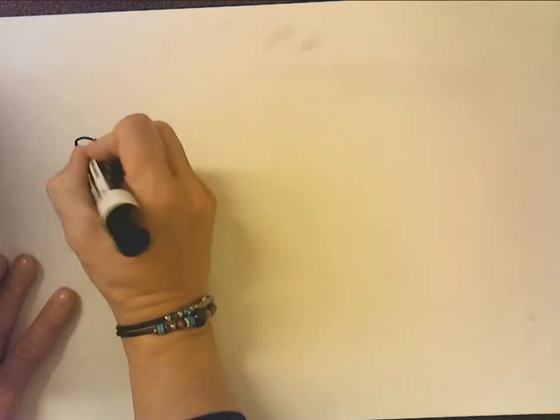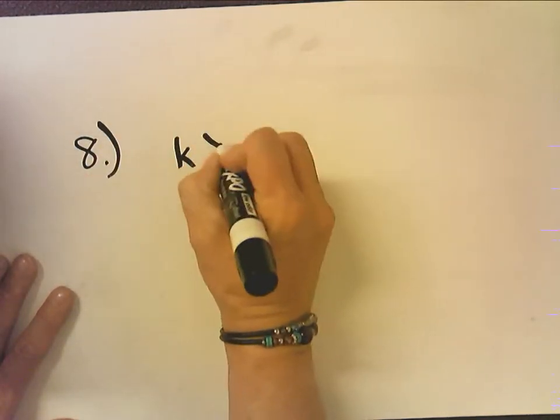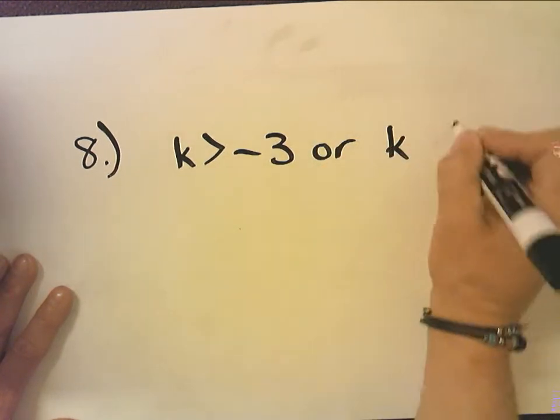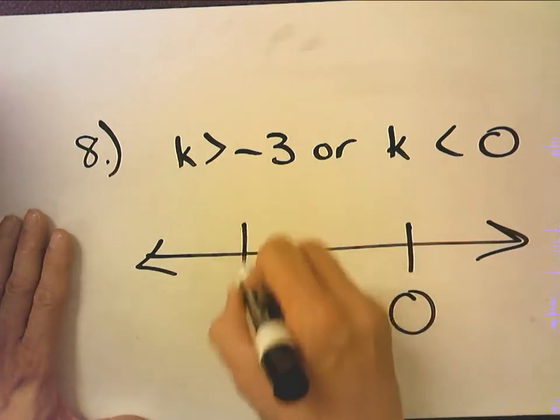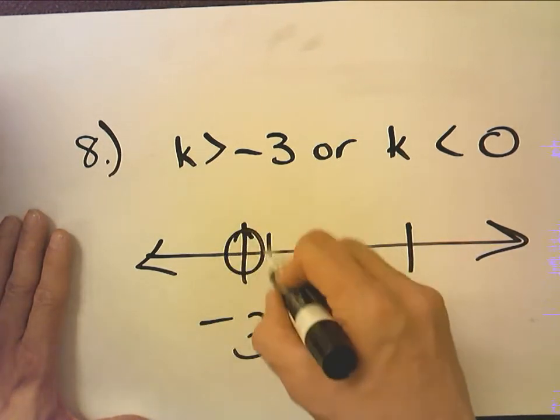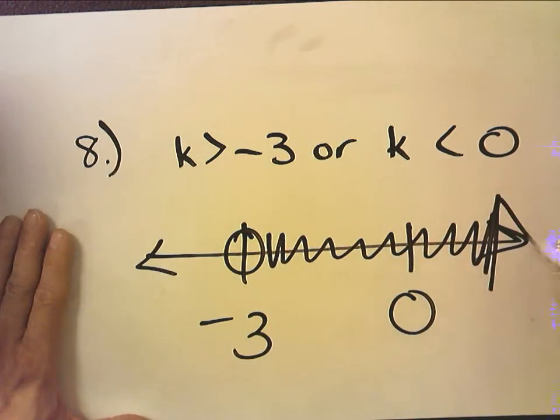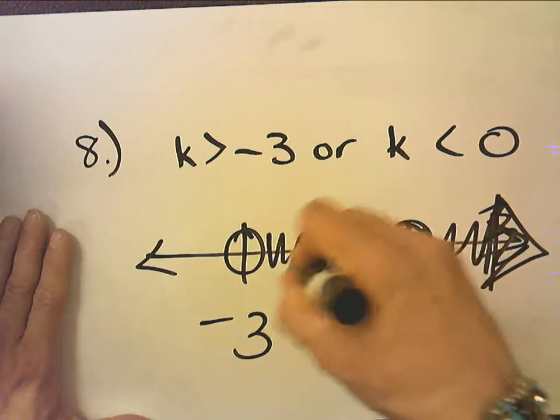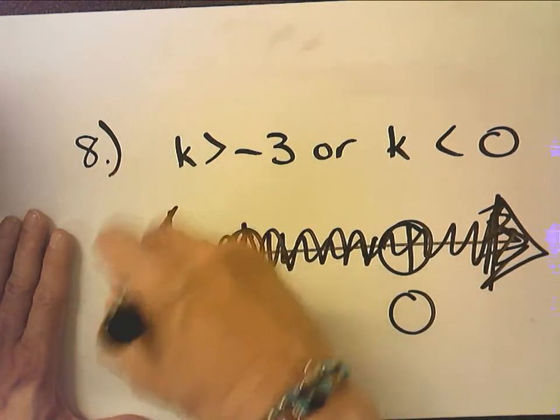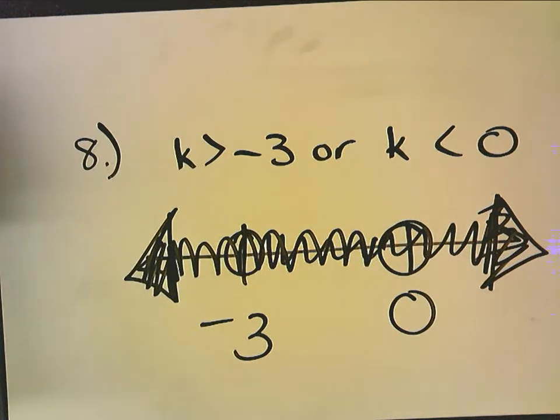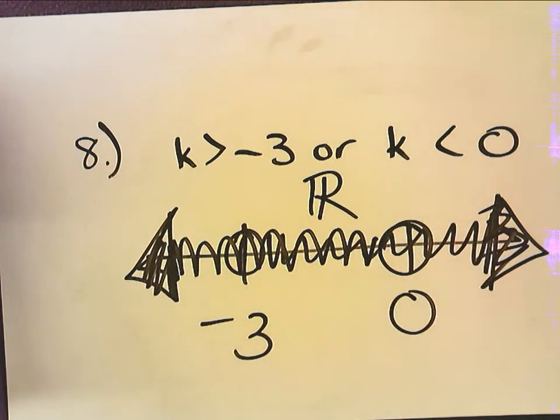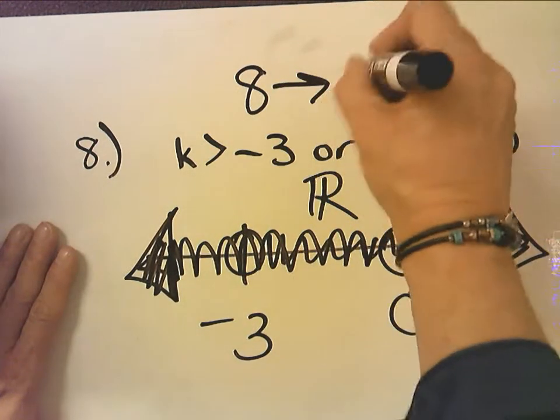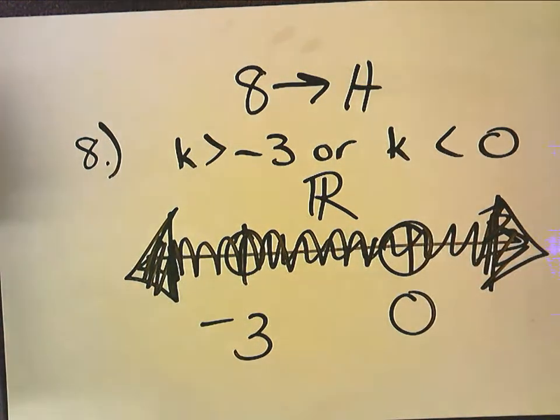Okay, number 8 simplifies to k is greater than negative 3, or k is less than 0. Again, it's an or, so we're looking for the most inclusive. Now, if something is greater than negative 3, it goes this way. If something is less than 0, it goes this way. So the entire number line is colored in, and that means the answer is all real numbers. So number 8 is H, because that's filled in completely, and that's all real numbers.